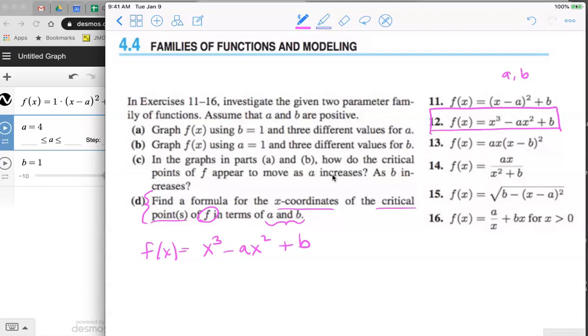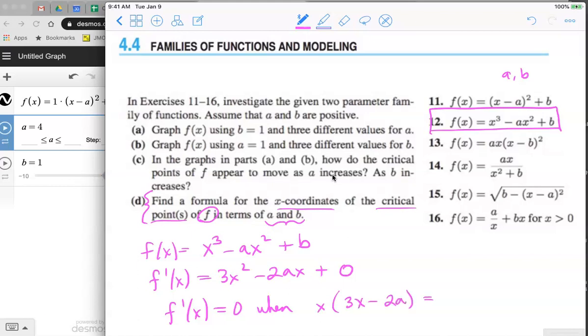Okay, so if we want to look and see how the critical point changes, we need to look at the derivative, which is 3x squared minus 2ax. The derivative of b is equal to 0. We can see that f prime of x is equal to 0 when we factor out the x, when 3x minus 2a is equal to 0. So this will happen at x equal to 0, or x equal to 2a over 3.